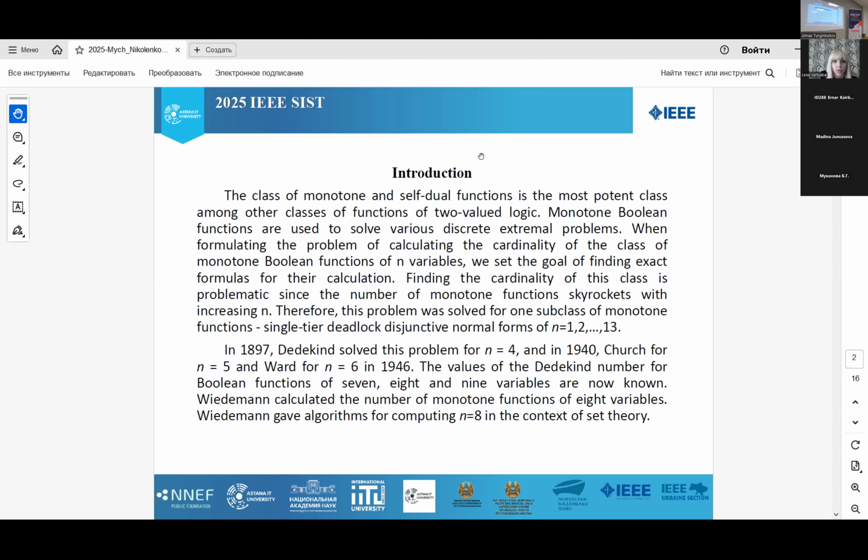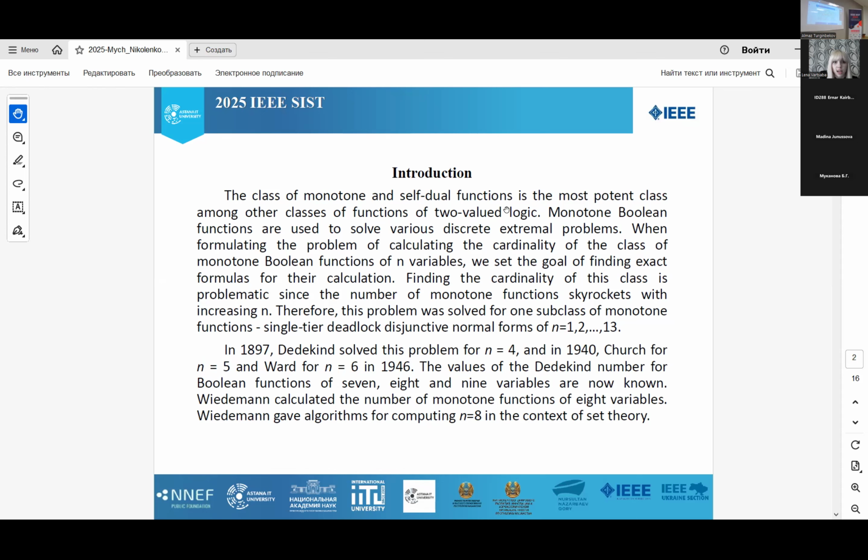Therefore, this problem was solved for one subclass of monotone functions, single-tier deadlock disjunctive normal forms, for n equals 1 to 13. In 1897, Dedekind solved this problem for n equals 4, and in 1940, Church for n equals 5, and Ward for n equals 6 in 1946. The values of the Dedekind number of Boolean functions of 7, 8, and 9 variables are now known. Wiedemann calculated the number of monotone functions of 8 variables and gave an algorithm for computing n equals 8.